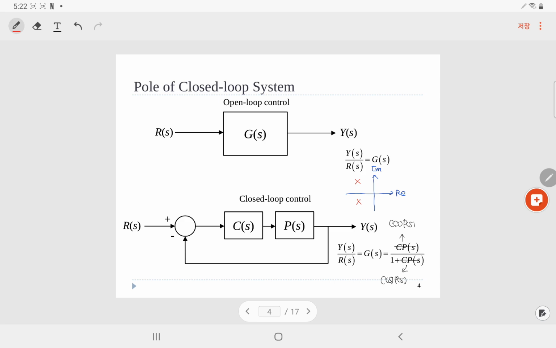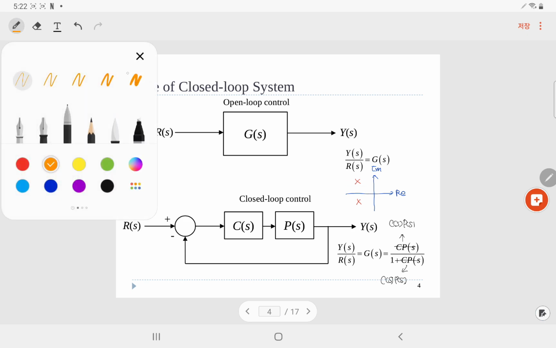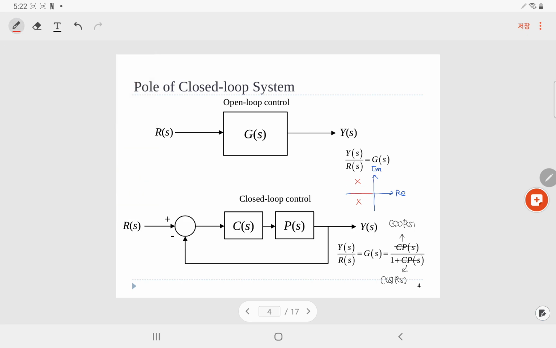Then these poles, okay. Oh, sorry. We assume that all poles are located in the left half plane, which yields either pure exponential decay or damped sinusoidal responses.